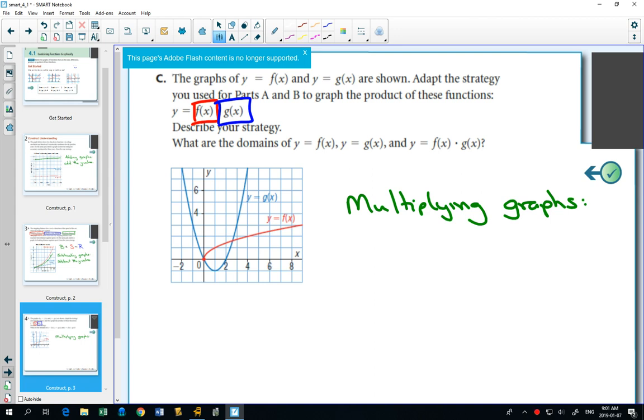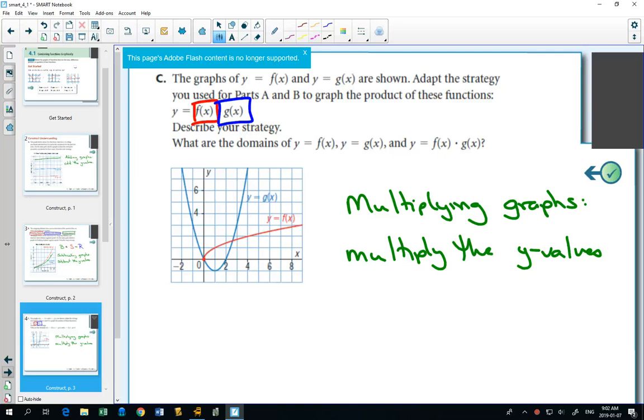What do you think is going to happen? We multiply the y values, right? Adding graphs, we added the y values. Subtracting graphs, we subtracted the y values. Multiplying graphs, we multiply the y values. Isn't it nice when what seems logical is actually what happens? It seems like it's getting rarer and rarer as you go on. Okay?